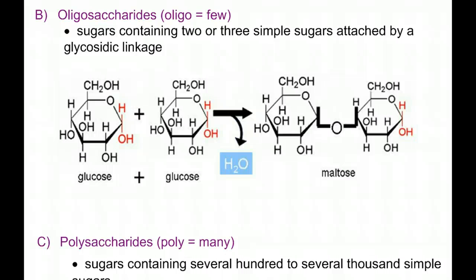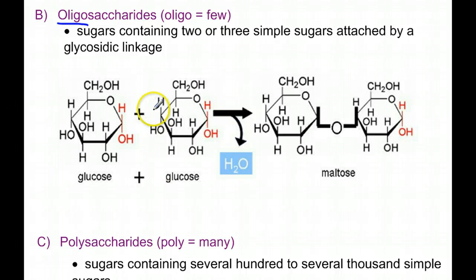We're kind of just starting small and getting bigger as we go. So the next term that they use is oligo. Oligo means few, so now we're talking about a few sugars that have come together and bonded. So sugars containing 2 or 3 simple sugars attached by what's called a glycosidic linkage. And a glycosidic linkage is formed from, if you recall from our last note, what we call a condensation reaction.